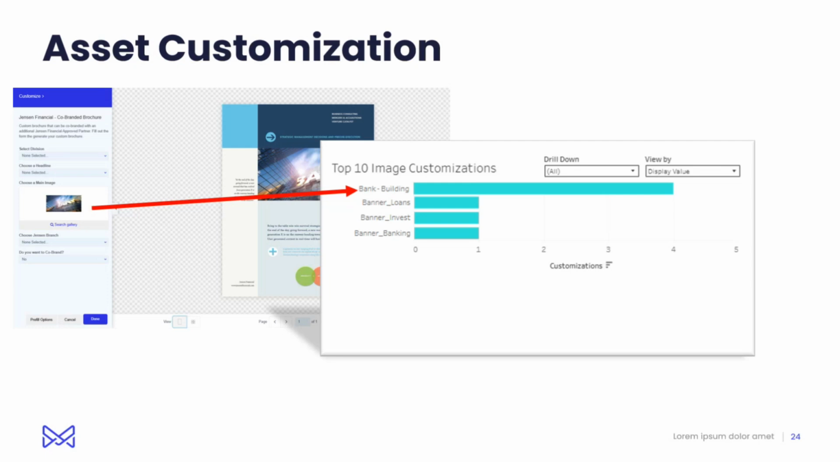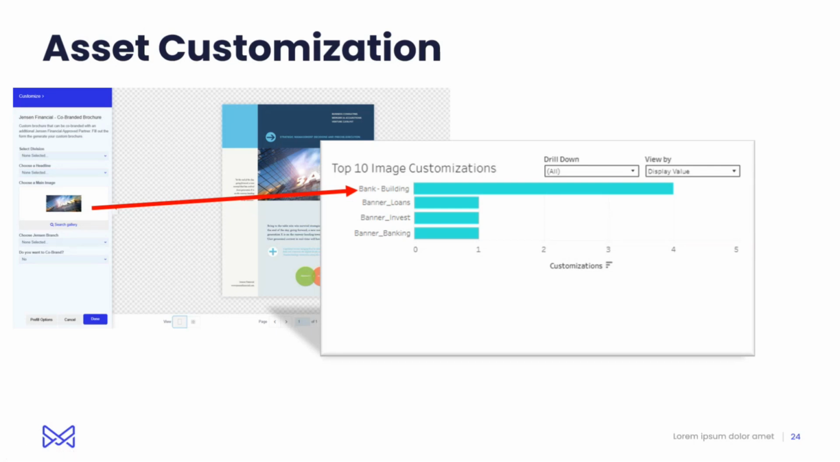Here, I decided to filter by my most popular asset, the co-branded brochure, to determine which images resonated most with my users. So looking at the top 10 image customizations, the bank building image stands out as the most frequently selected image. Digging in deeper, I noticed that the bank building is the default image in the form.